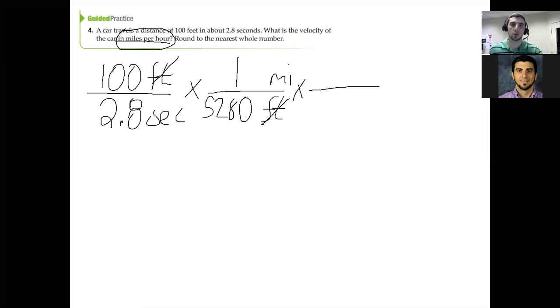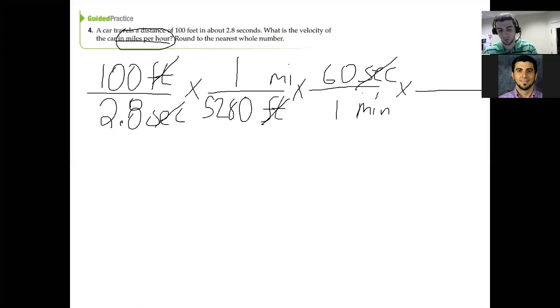Okay, so I want to get rid of seconds. So it has to go in the opposite spot. So it has to go in the numerator. And how many seconds are in a minute? Right, there's 60 seconds in 1 minute. Now the seconds will cancel. Now I can go from minutes to hours. So minutes up here, hours down here, they will cancel. And again, there's 60 minutes in 1 hour.